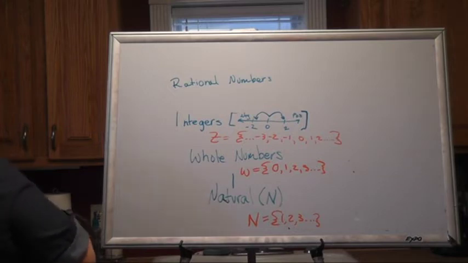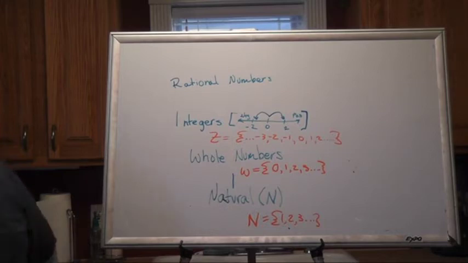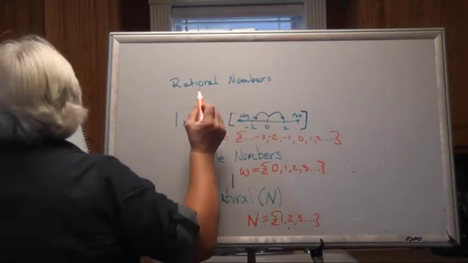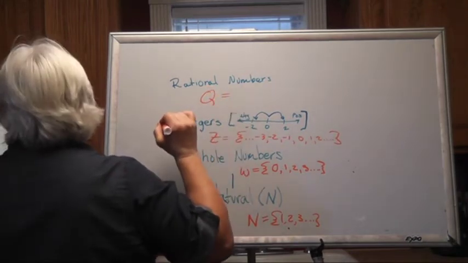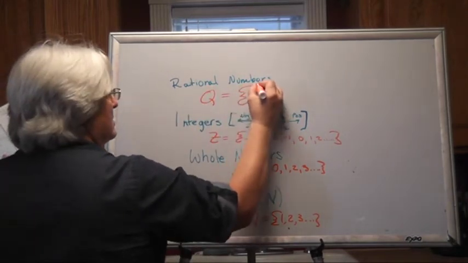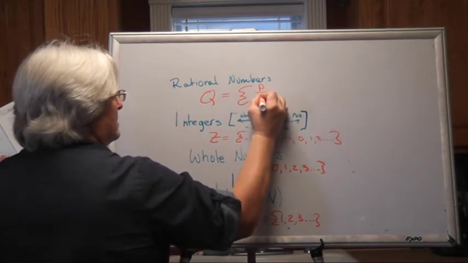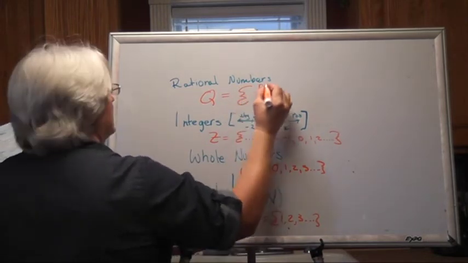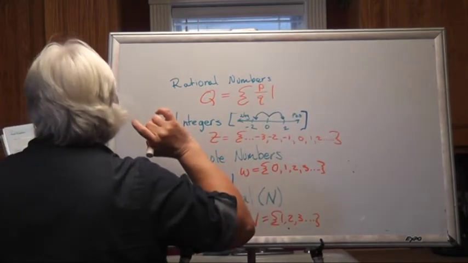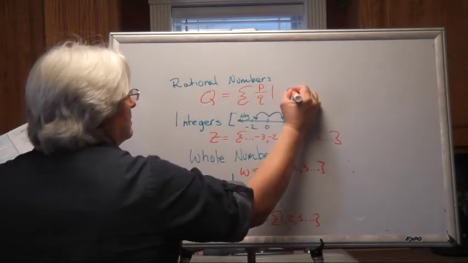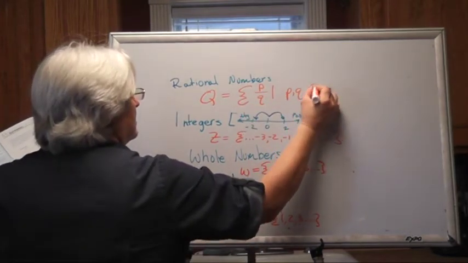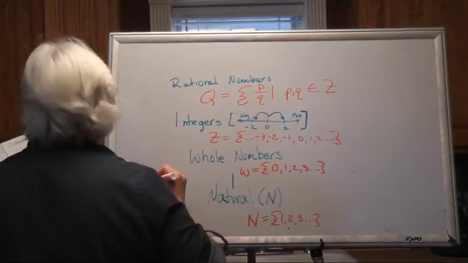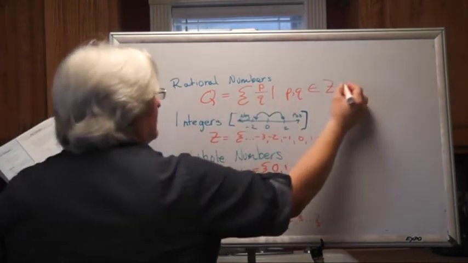And we have an interesting little definition that I'm going to copy down here for you. Rational numbers is a set Q, and this says that that is the set of all P divided by Q such that P and Q are elements of the integers. Q is different from 0.